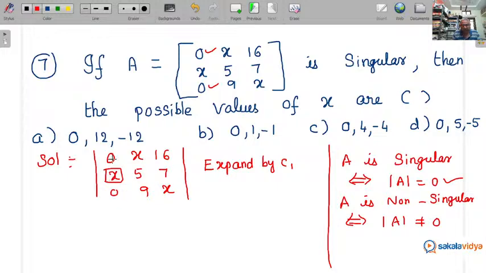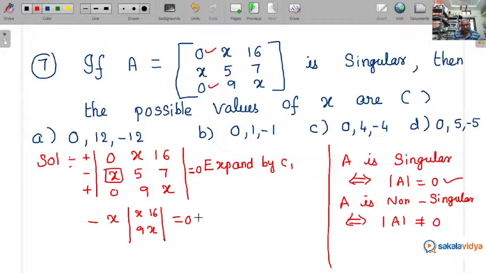So deleting this row and this column, the determinant of x 16, 9 x, but this sign you need to remember, plus minus plus sign. So here it is minus x into the determinant of the 2 by 2 square matrix. Deleting the second row and first column, you have x 16, 9 x, so this is equal to 0.